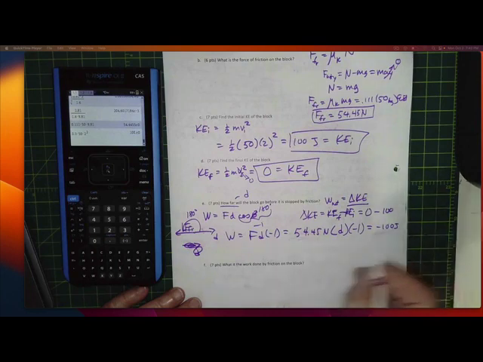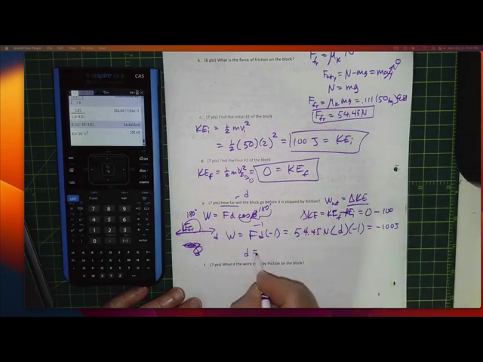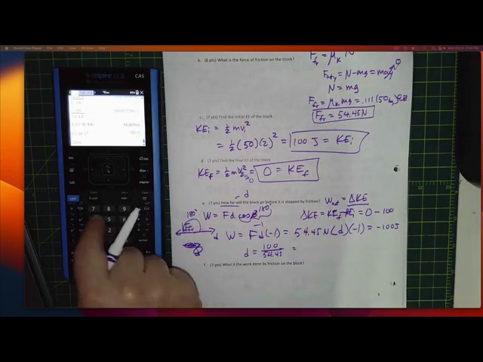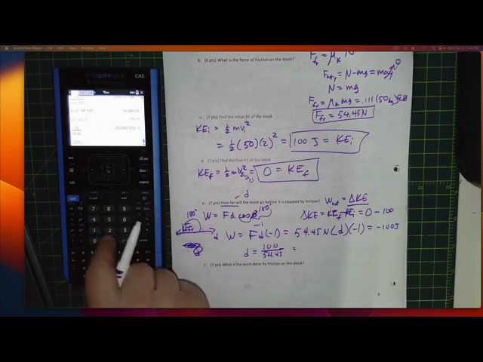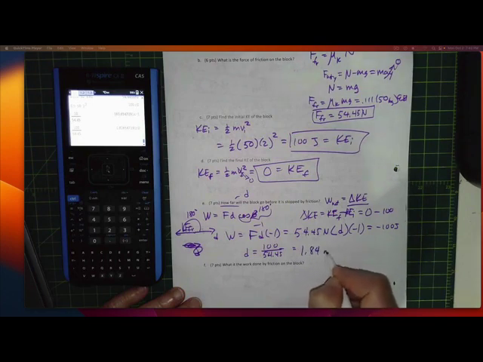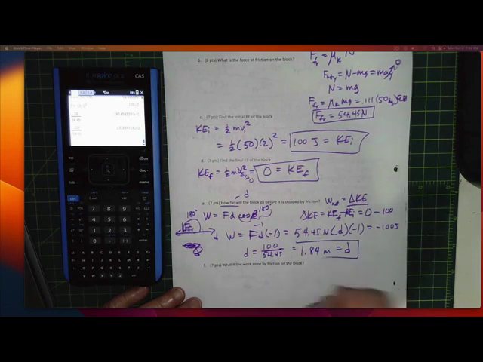So we've got all the pieces here. We can just solve for d. d is 100 over 54.45. d equals 1.84 meters. Probably should just be 1.8 for sig figs.